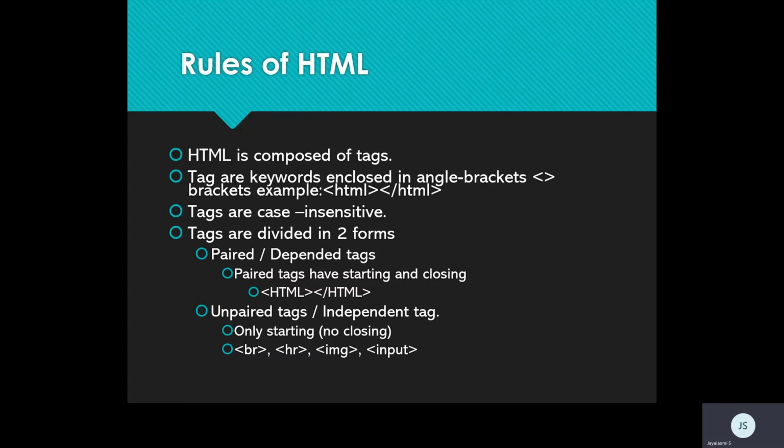Okay. Tags are divided in two forms: paired or dependent tags, and unpaired or independent tags. A paired tag is generally used to specify the starting and ending area. Example, I have a text content and I want to make it bold from this point to this point. This becomes the starting and this becomes the ending. The ending is represented with a slash symbol with the same keyword, and that represents the end of the element. An independent element doesn't have a closing, it only has a starting, and some browser applications give a slash at the end of the same tag indicating the close of the element.